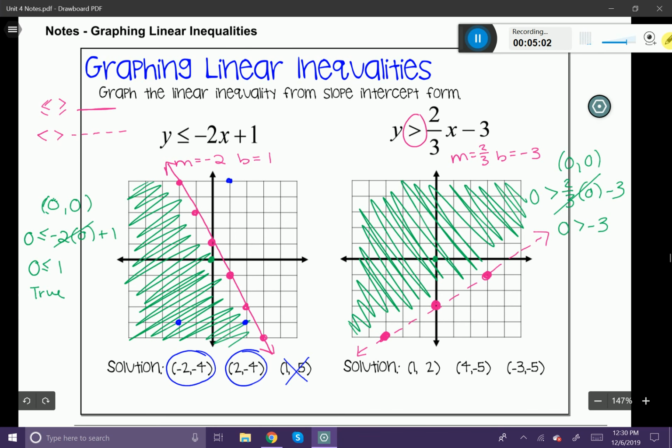(1, 2) is about right here, and it is in the shaded region, so it is a solution. (4, negative 5), that's about right here. It's not in the shaded area, so it's not a solution. And then (negative 3, negative 5). Oh, it lands right on the line. But since it's on the line and the line is dotted, it is not a solution.